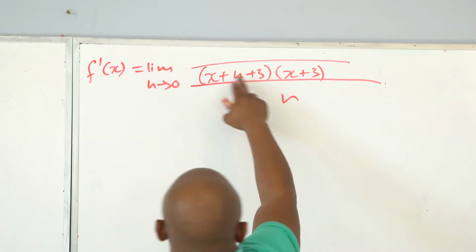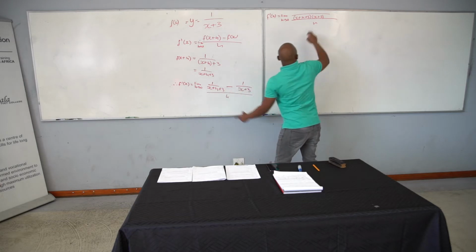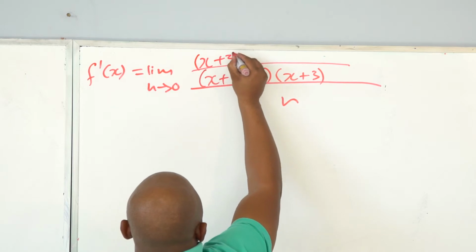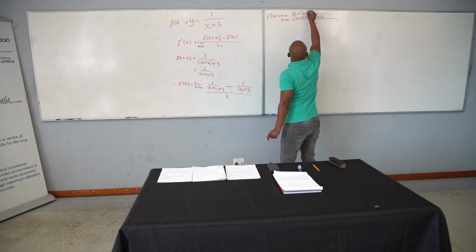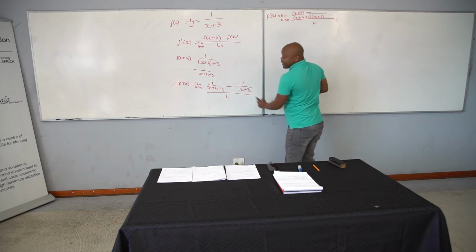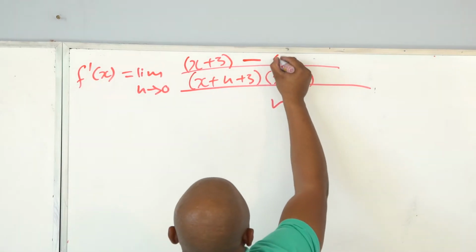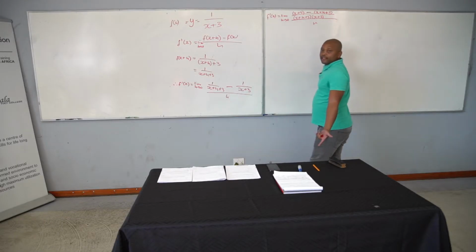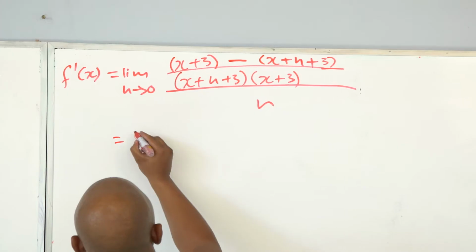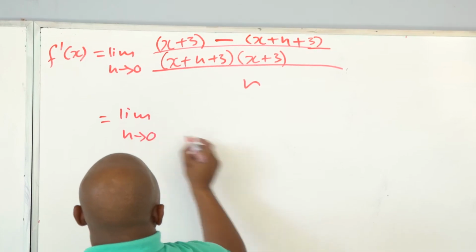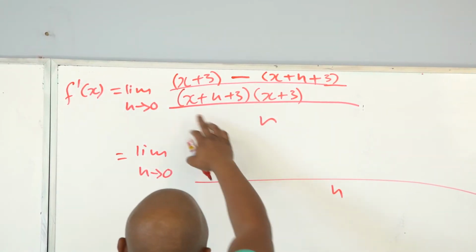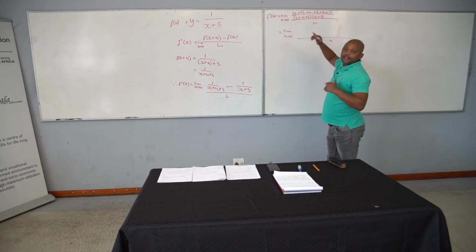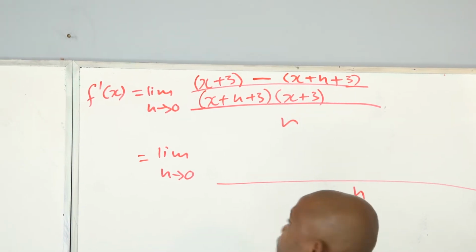And then I come here and say, okay, this divided by this, I'm going to be left with x plus 3, multiplied by 1, it gives me x plus 3. And then minus, this divided by x plus 3 gives me x plus h plus 3, multiplied by 1 is that. Okay, sharp. So now this becomes limit as h approaches 0. Remember, everything's still divided by h. And I need to multiply out the brackets, collect like terms and then see how I can manipulate my equation there.